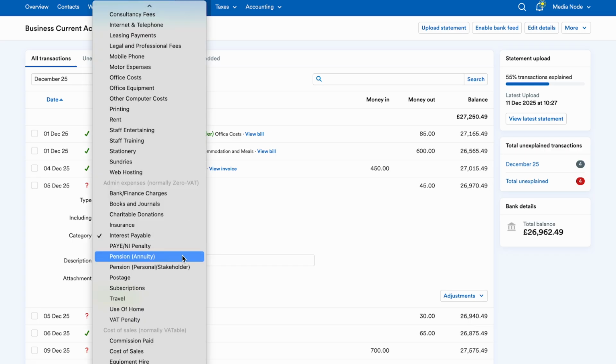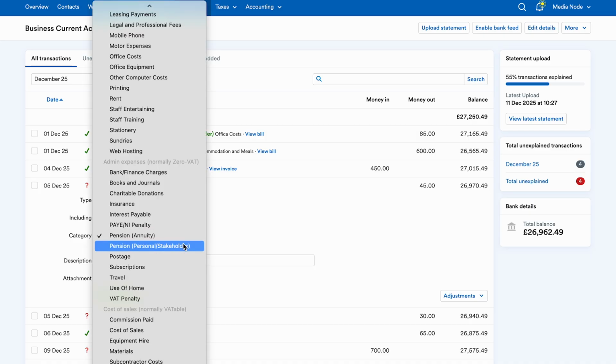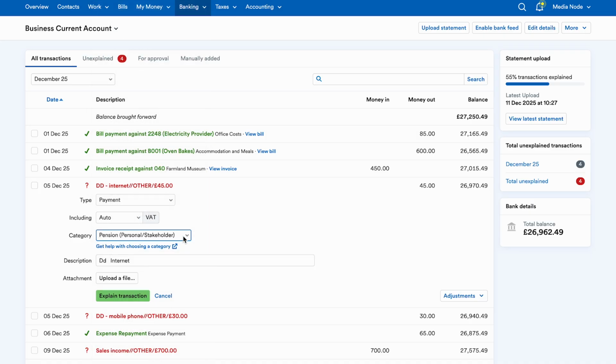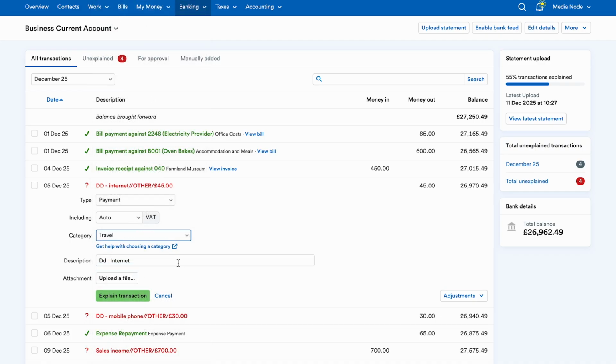The pension stakeholder and pension annuity categories would be used for employee pension payments that don't go through the payroll. If you're a sole trader or a partner in a partnership, payments to your own pension have to be explained as drawings instead. Travel can be used for the costs associated with travelling for the purpose of conducting business-related activities, such as bus, train, air, and taxi fares.